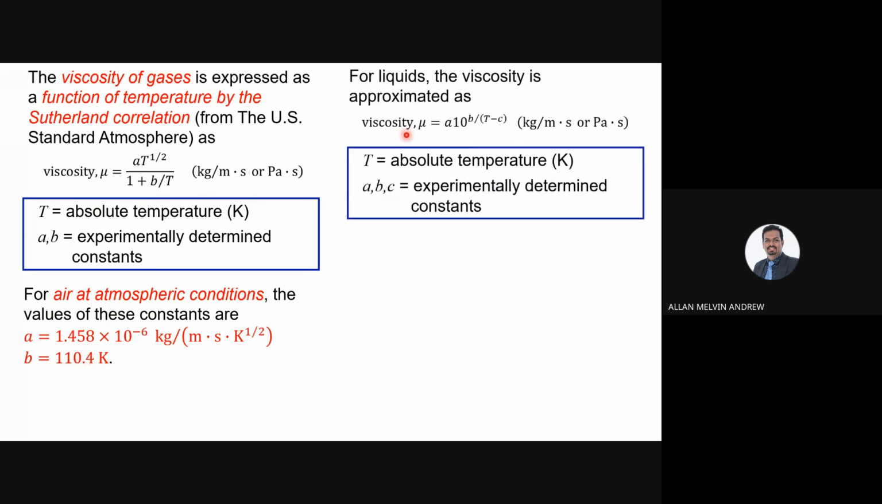Okay, so we see for the liquid. For liquids, the viscosity is approximated by this formula: A times 10 to the power of B over T minus C. What is T? T is similarly the absolute temperature in Kelvin. A, B, C are the experimentally determined constants, which will be given.